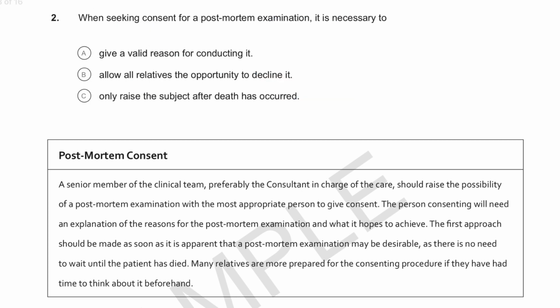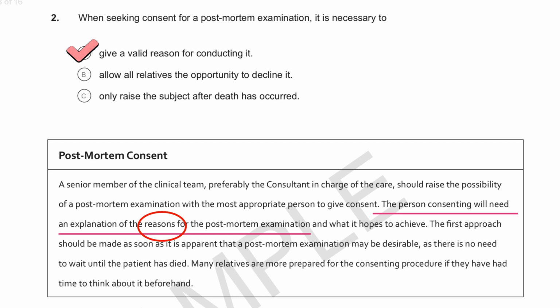Now let's go to the question. When seeking consent for a postmortem examination, it is necessary to, letter A, give a valid reason for conducting it. So as we can read here, the person consenting will need an explanation of the reasons for the postmortem examination. So letter A is the correct answer.